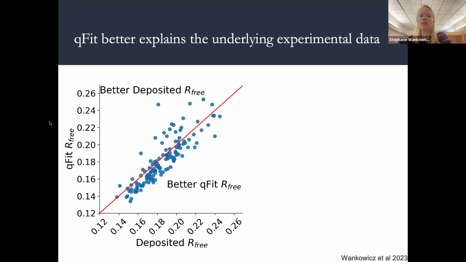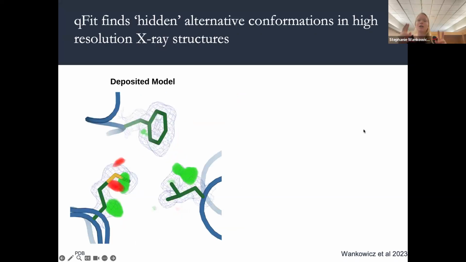And so to visually see what qFit is able to detect, it's able to find what we call hidden alternative conformations in high resolution X-ray structures. So here we're looking at the experimental data in this mesh, and then you see red and green blobs. The green blobs indicate that our experimental data is telling us that the model is not correctly explaining this experimental data, and the red blobs are saying your model is over explaining this experimental data.